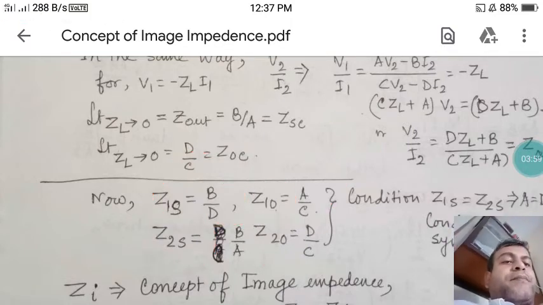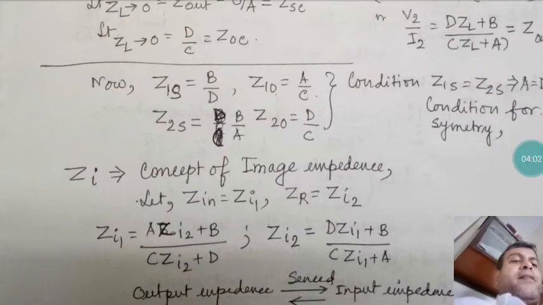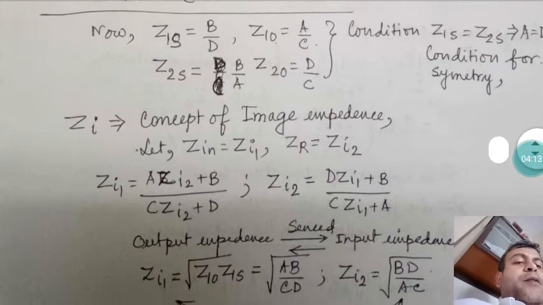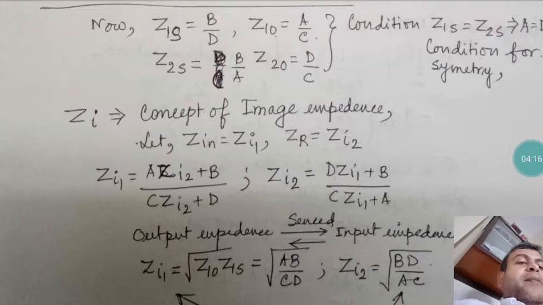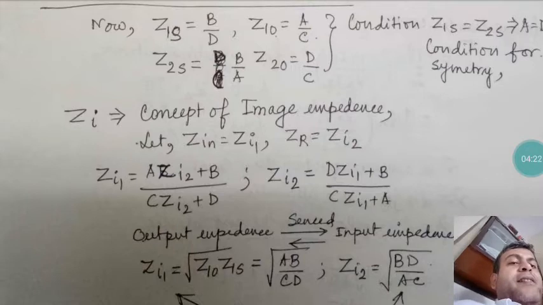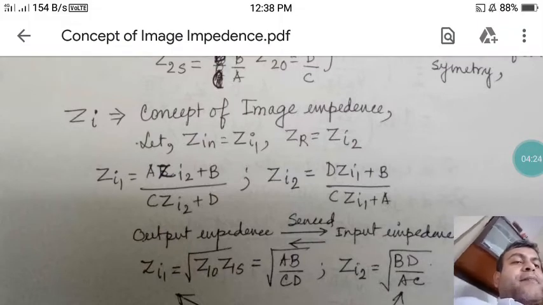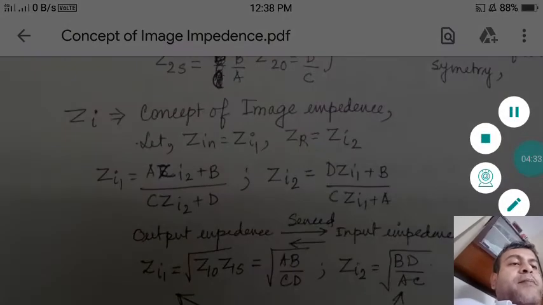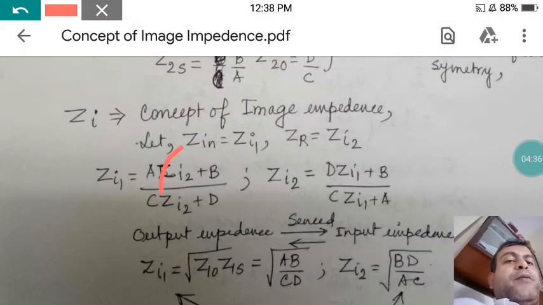So here is the concept of image impedance. What is the image impedance actually? If you look from the input terminal, the input impedance is like this. If you look from the output terminal, the output looks like this. But if the output impedance is seen by the input, or the input impedance is seen by the output, only under this condition are Zi1 and Zi2 called the image impedances. There is a relation here, because Zi2 and Zi1 can easily be replaced by these values.